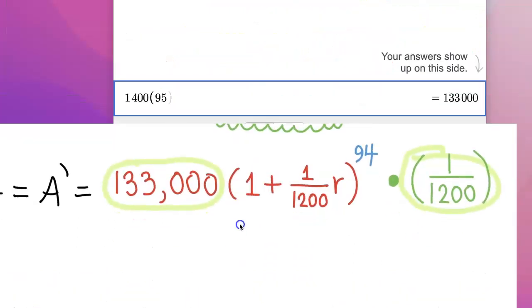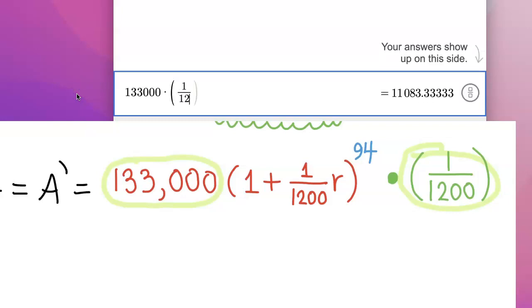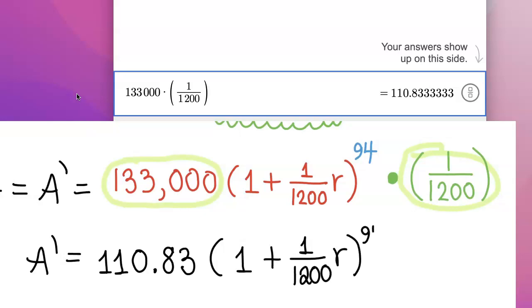So I'll do 133,000 times 1 over 1200. The new coefficient, I wish this was nicer. I'll just round it. I'll just say this is equal to 110.83 times 1 plus 1 over 1200r to the 94th power.